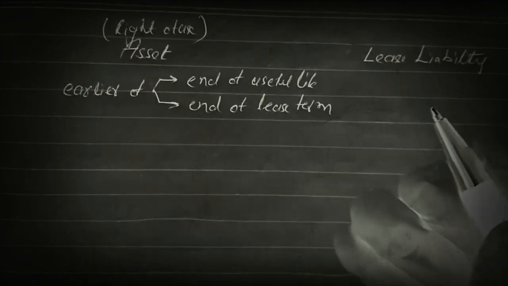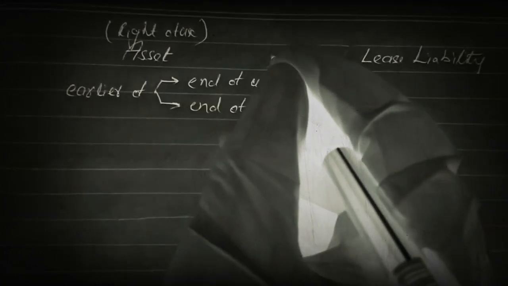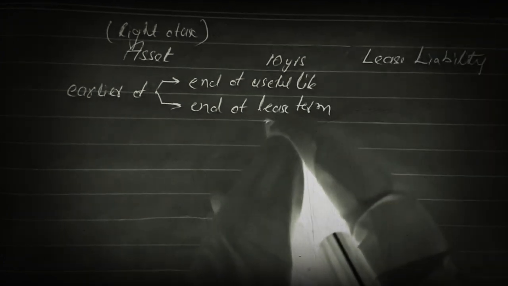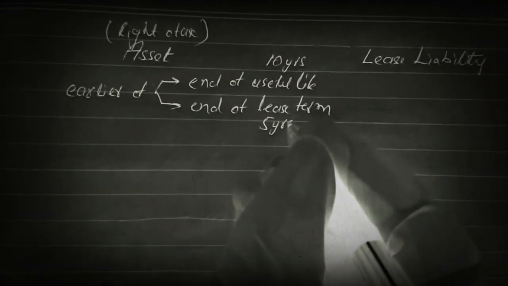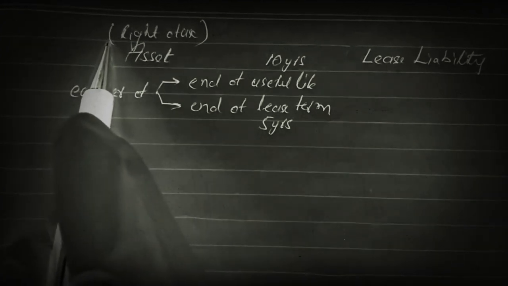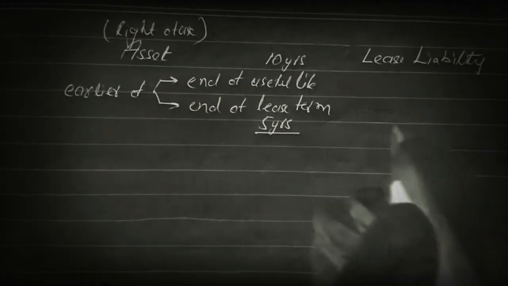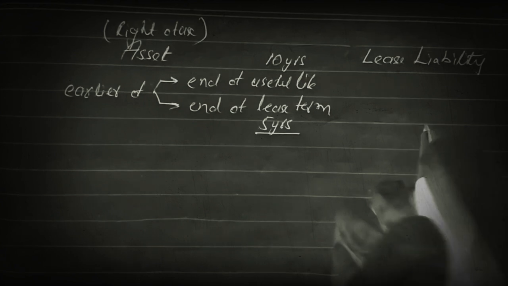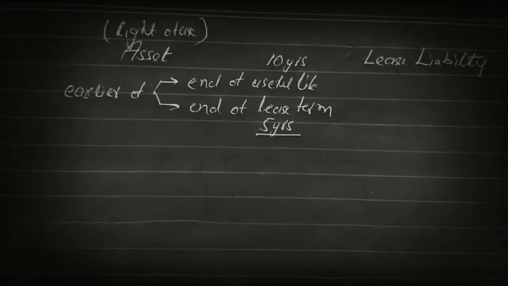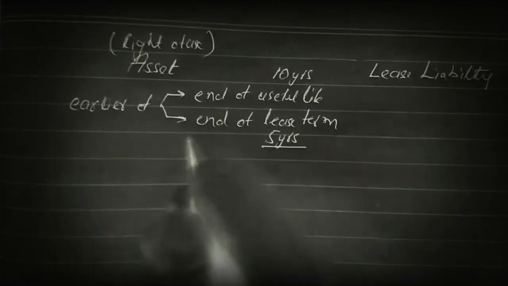For example, in our previous example, the useful life or economic life of the asset was 10 years and the lease term was 5 years. In that case, the right of use asset will have to be depreciated over the period of 5 years, right? Now, once we've decided the depreciation period, we have to actually think of whether the right of use asset has to be recorded at the cost model or the revaluation model.